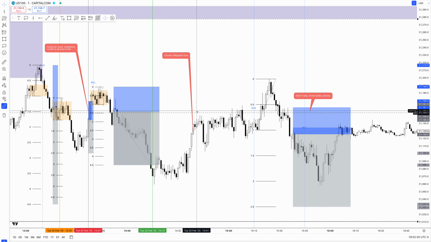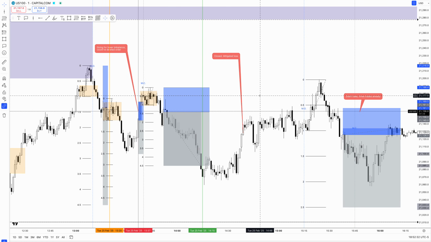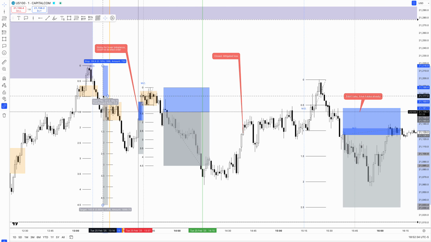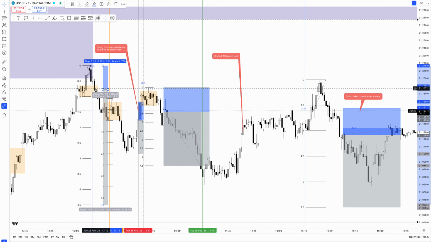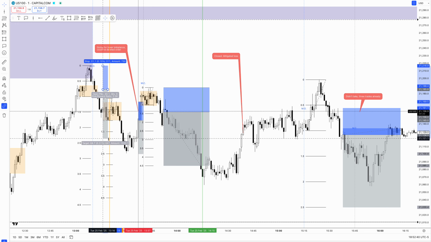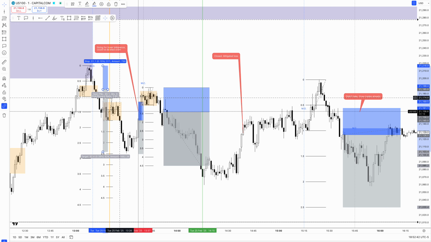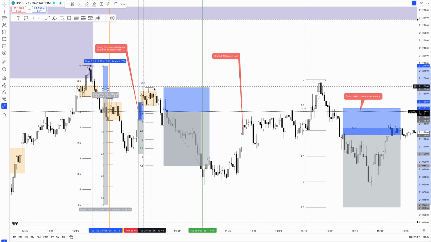But like I said, looking back on how I could refine how I take my entries, I should have probably set my order back at this imbalance, this first imbalance here, and I wouldn't have even been in this trade because it would have hit my take profit way before the entry was hit. So therefore I wouldn't have taken this trade, and I probably wouldn't have taken this trade either. So it's all good. It's part of the process of refining it and just being consistent with it.